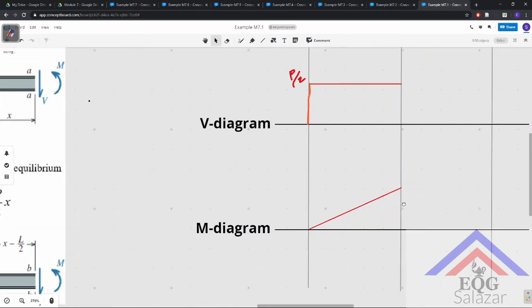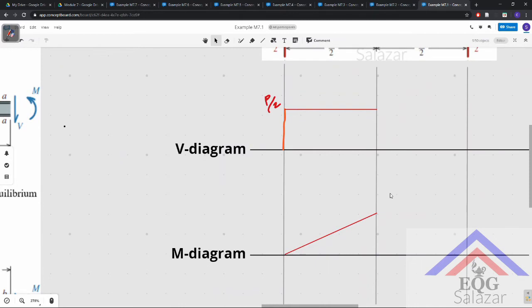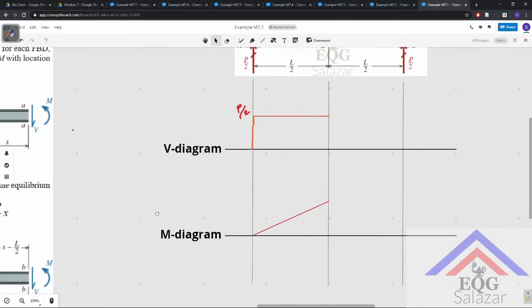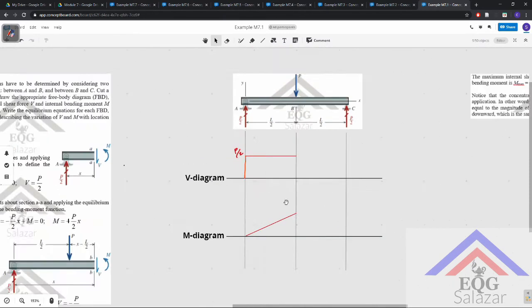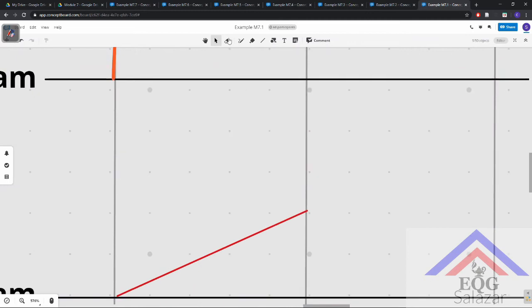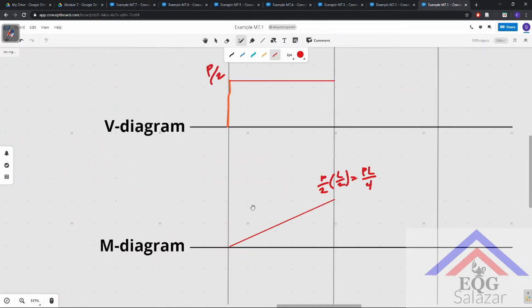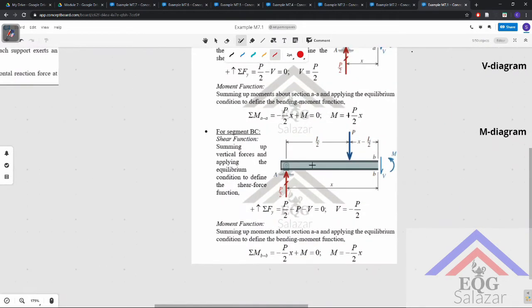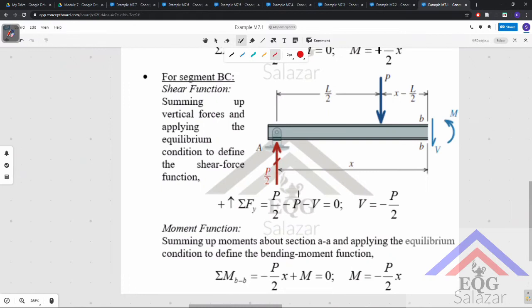All right, and the value at that point is P over 2 times X. X is L over 2 at that point. So this is P over 2 times L over 2, and therefore this is PL over 4. Okay, so next, for segment BC. Now, take note that we are already taking into consideration the force P.